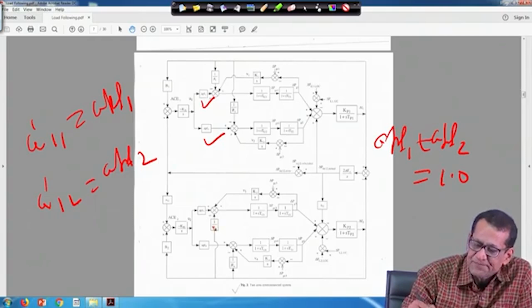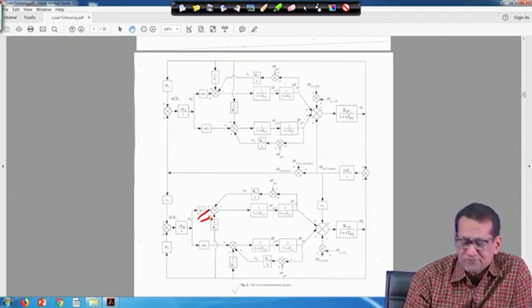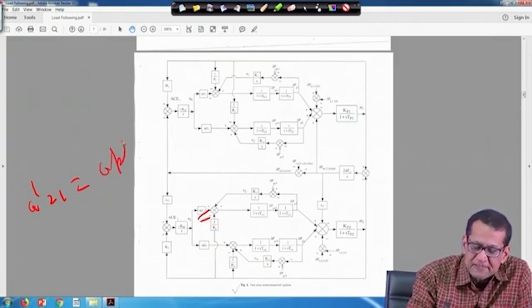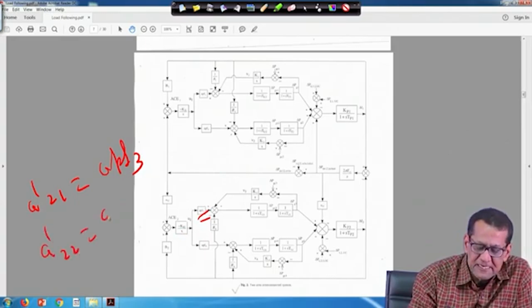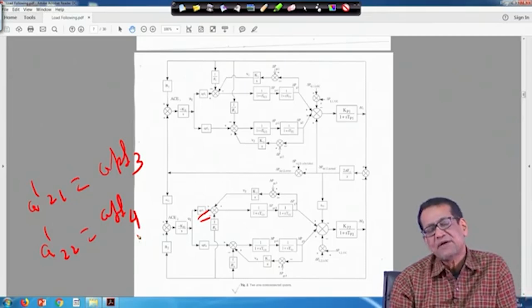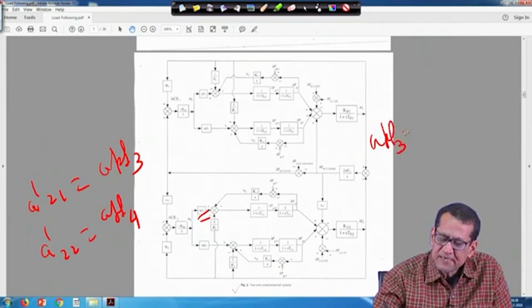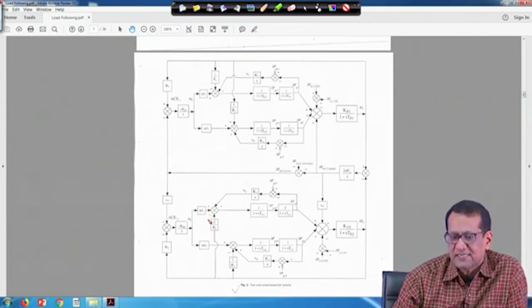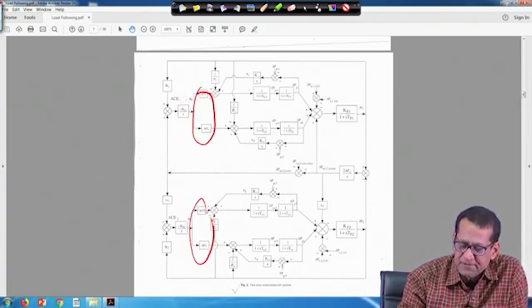Similarly, for this case, A-21 is nothing but APF3, the AC participation factor for unit 3, and A-22 is APF4, the AC participation factor for unit 4. That means here also APF3 plus APF4 has to be equal to 1.0, right. So, these are the AC participation factors, basically APF1, APF2 and APF3, APF4.